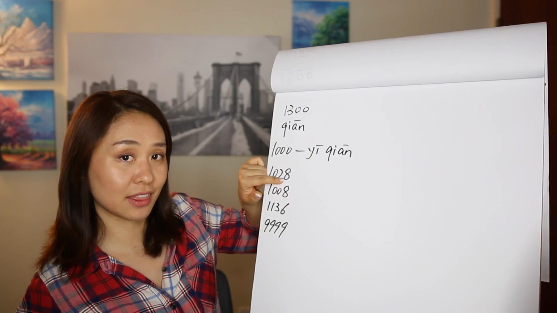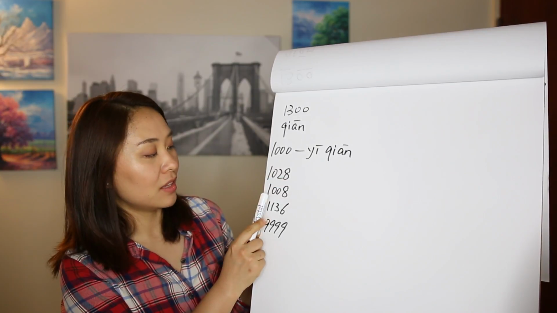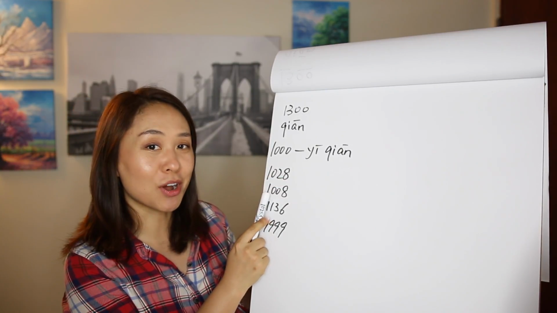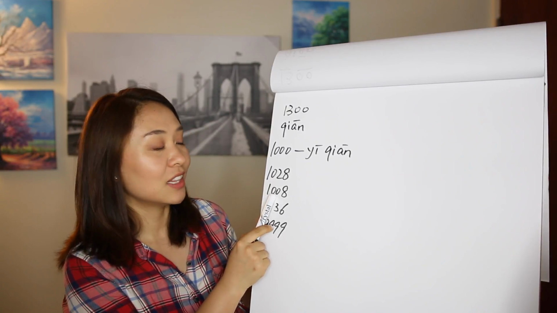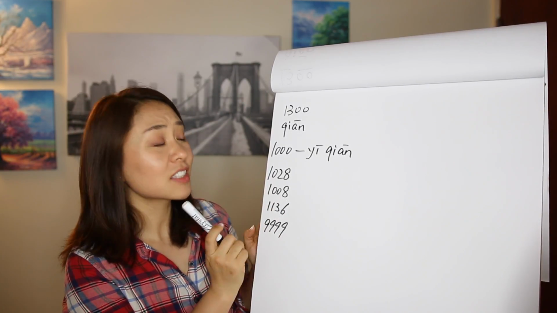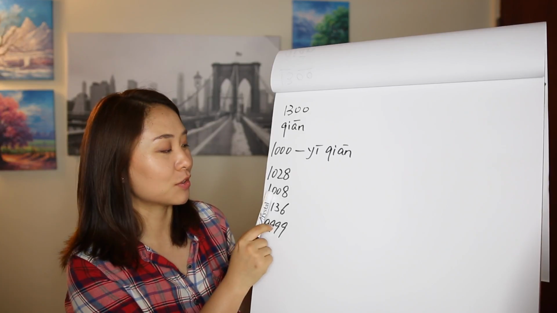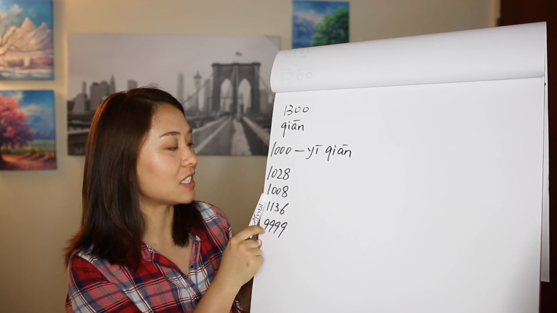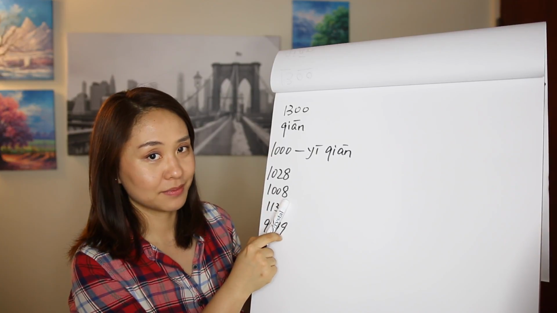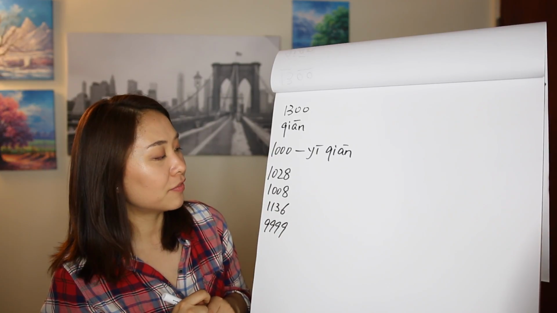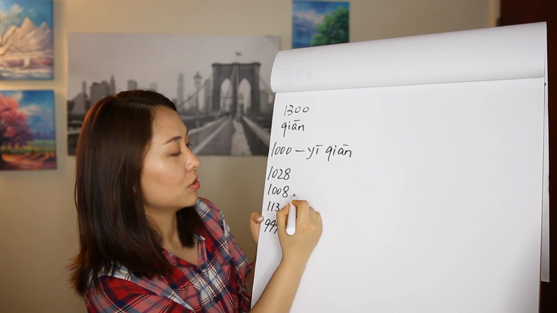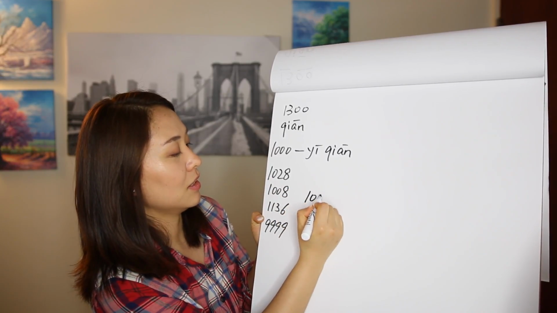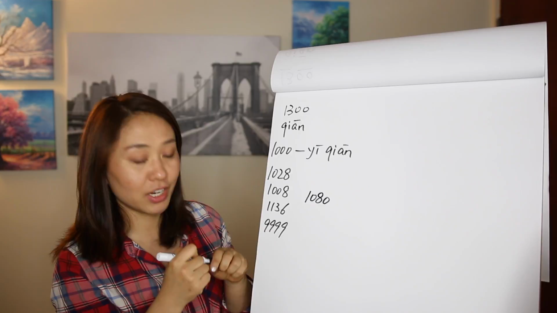This one, now we have a 0, so we read again one by one. 1028. Like that, one by one. This one, now we have 2 zeros, so 1008. No matter how many zeros in between, you only read once. So 1008. Then people will say, oh, what if you want to say a number like that? Then how do you read it?